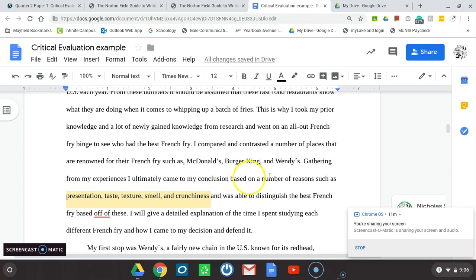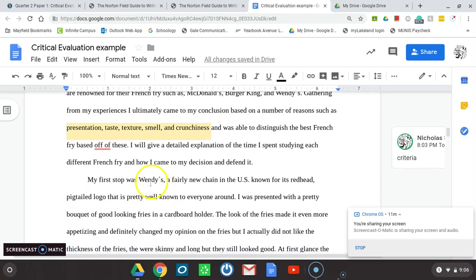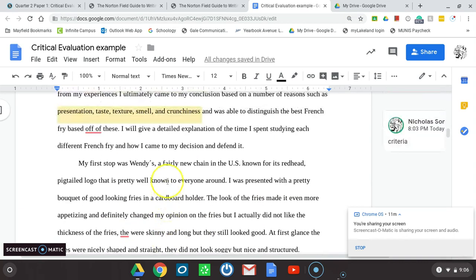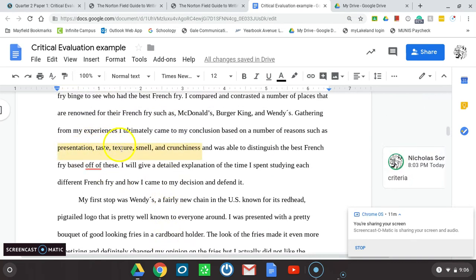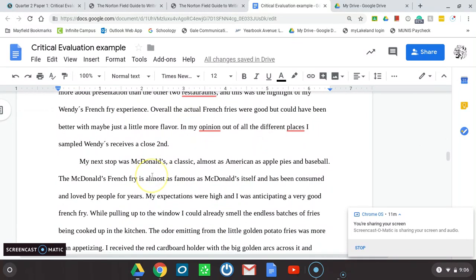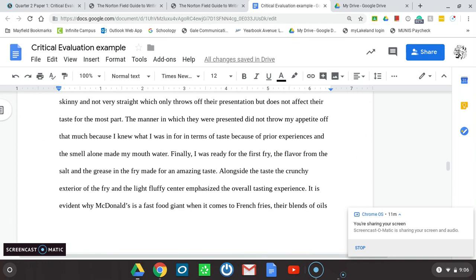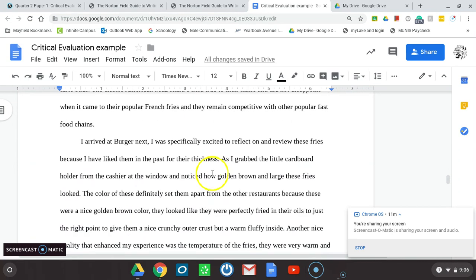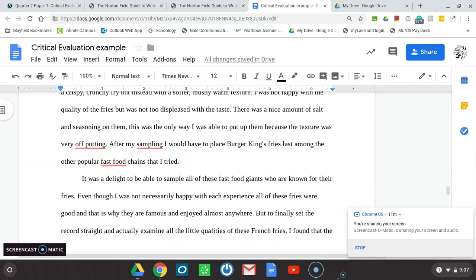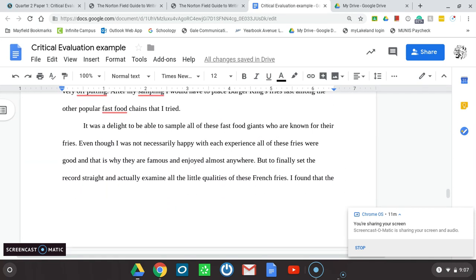So we can see that's a lot of criteria, but that's the way that the writer is going to choose to evaluate. So it's going to be all about Wendy's now. We can expect, as the reader, I'm going to read all about Wendy's French fries in terms of these criteria. Then we're going to move on to McDonald's, all based on that criteria again, and then based on Burger King and the criteria that occurred at that location. So ultimately, this writer is choosing to say who did it best.